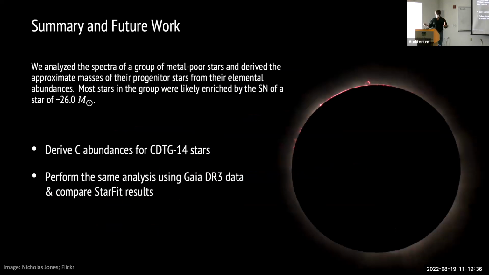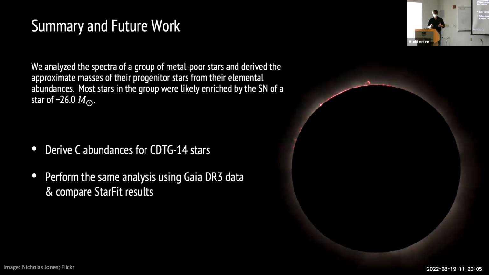And from there, just to sum up again, what I did this summer was I looked at the elemental abundances of a group of population 2 stars that are referred to as metal poor stars. Using those, we derived the approximate mass of their ancestors. What we found was, like I showed you just now, that most of them appear to have been enriched by a star of approximately 26 solar masses, which is significant. I personally did not expect to find that.